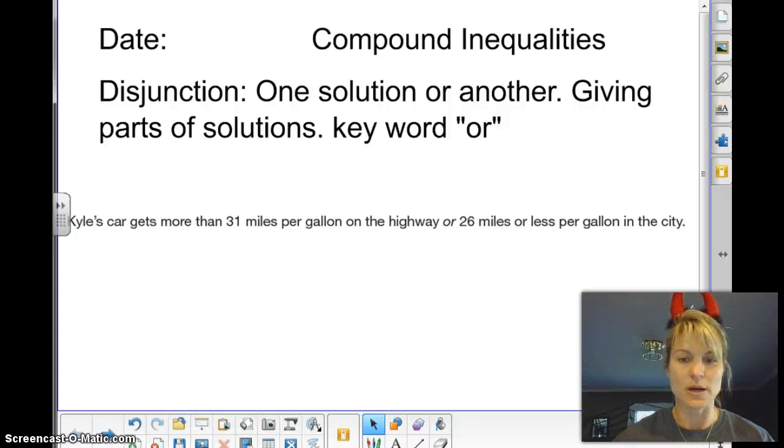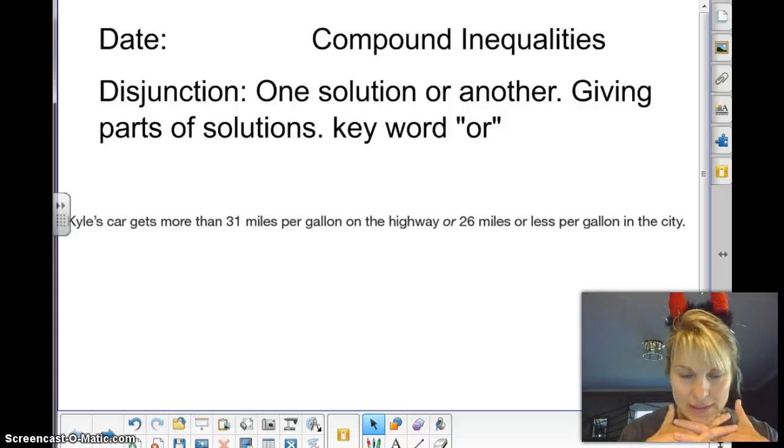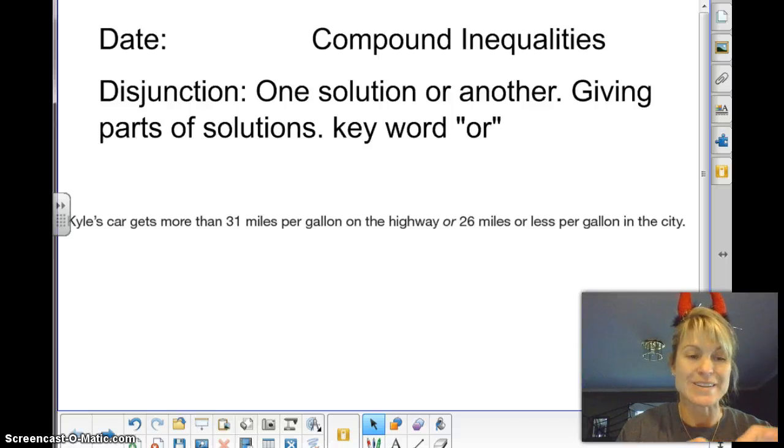Okay, so we're going to talk about compound inequalities tonight, and we've talked about conjunctions already, so we're going to talk about disjunctions tonight. A disjunction gives one solution or another option for a solution, or a part of the solution, and the keyword for that is "or."